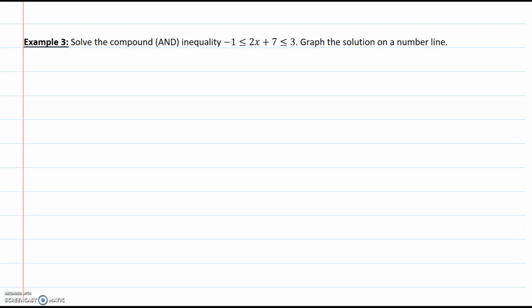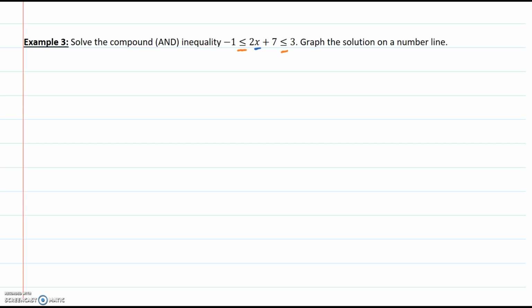In this example, we have a compound "and" inequality. An "and" inequality is where the x is trapped between two inequality signs. Okay, so the x is trapped in the middle between two inequality signs. And that's okay, but what we want to do is make sure that we have the x and only the x between those two signs. Okay, so it should be simply an x in the middle rather than 2x plus 7 as it is here.